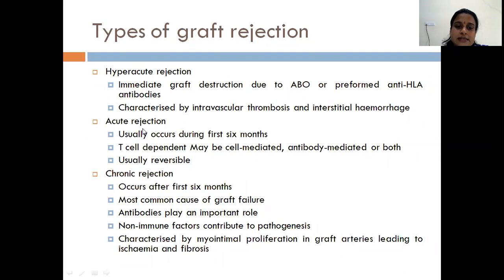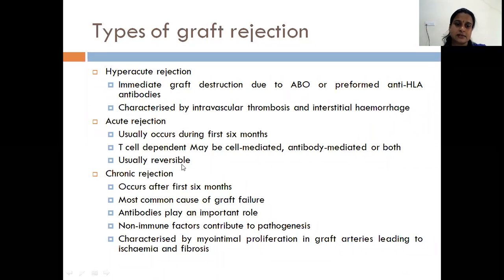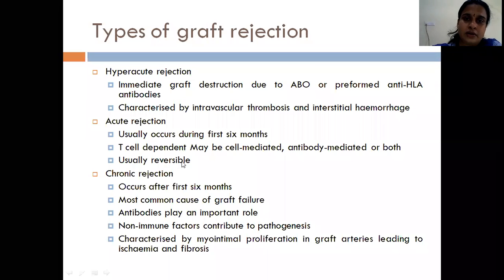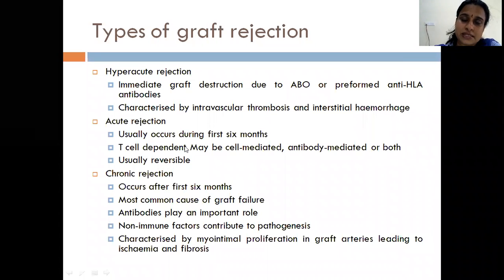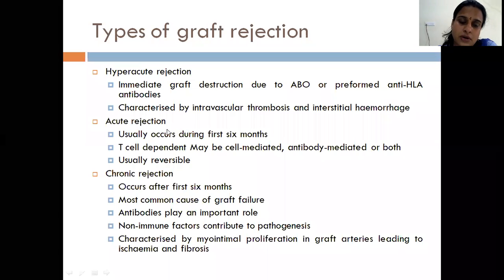Okay. Next is the acute rejection. This is acute because it occurs within the first 6 months post transplantation. This is again T cell dependent. It may be cell mediated or antibody mediated, or it may be both of them. But this type is reversible and it is within our hands. So for active suppression of this acute rejection, you will have to give immunosuppressant agents. Proper immunosuppressive therapy will curb acute rejection in an organ transplant.